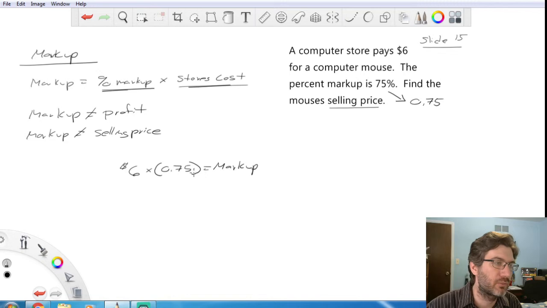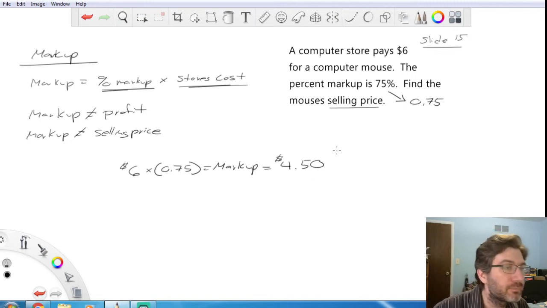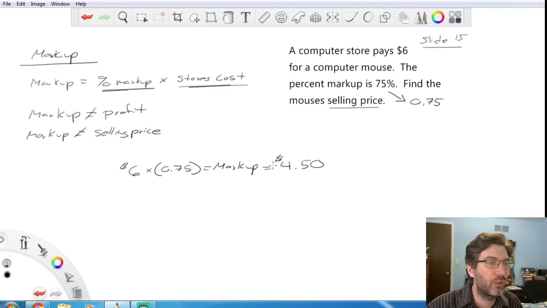We can do 6 times 0.75. So here your markup is going to equal $4.50 because it's money. So we're going to take it to that decimal point. It is going to be money. We're multiplying money times a percent, which doesn't have any units, and that's going to equal money. So here our markup is $4.50, not our selling price. And I want to make that clear.